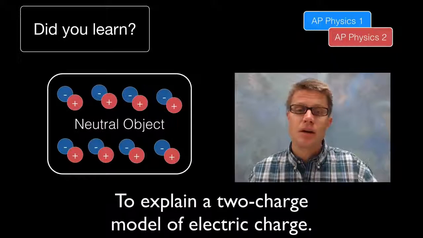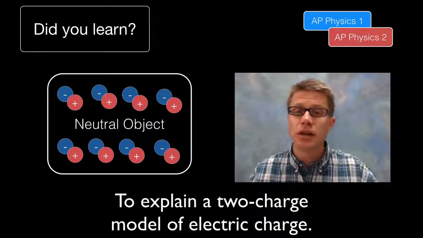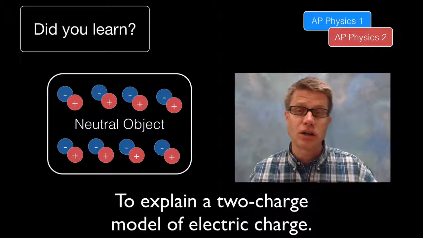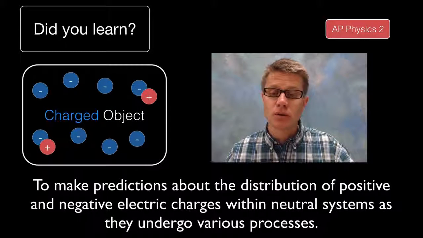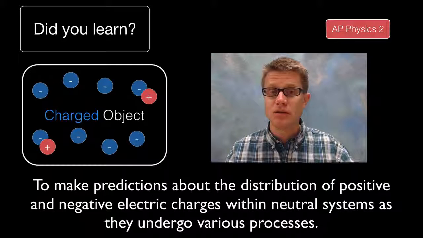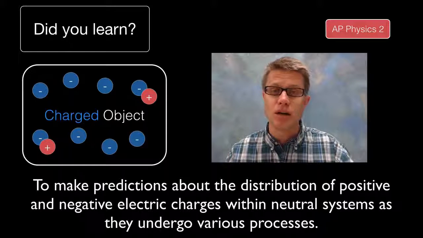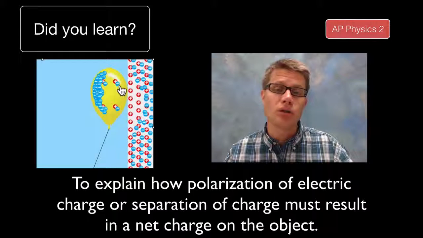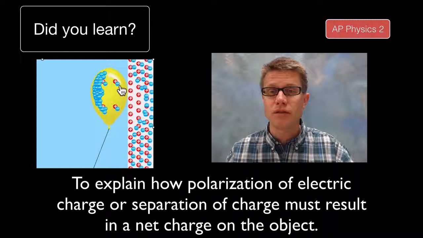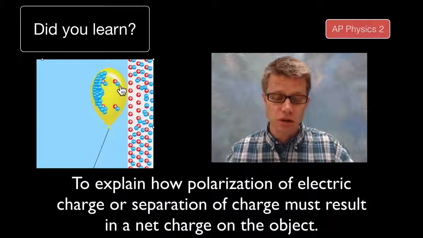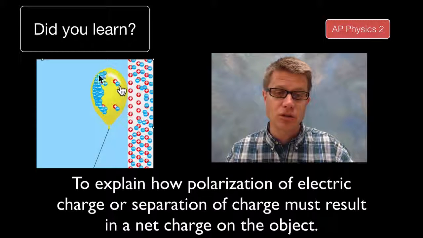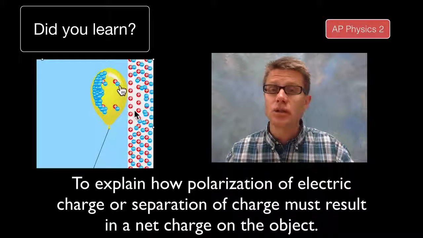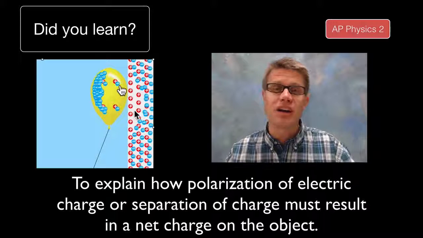Okay, so did you learn the following? To explain a two-charge model of electric charge: if it's a neutral object, we're going to have equal amounts of each of those two different charges. Did you learn that the distribution of those charges tells us if the object is going to be positively or negatively charged? You can see this would be a negatively charged object here. And then finally, did you learn to explain how the polarization of electric charge, or separation of that charge, in a neutral object can lead to an attraction? So we have an attractive force here between a charged balloon and what used to be a neutral wall. I hope so, and I hope that was helpful.